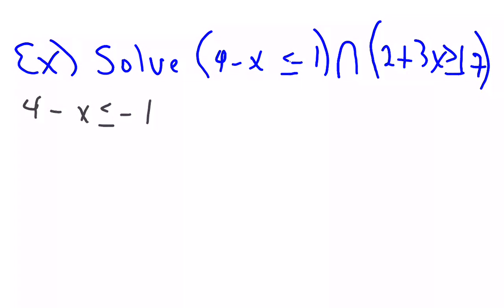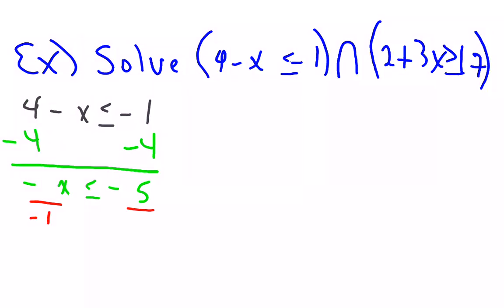So let's start there. We're going to subtract 4 from both sides. We get -x is less than or equal to -5 because -1 minus 4 is -5. And then we have to get rid of the negative in front. So we divide by a -1. And again, what happens when we divide or multiply by a negative? Sign flips directions. Negative 5 divided by negative 1 is a positive 5.